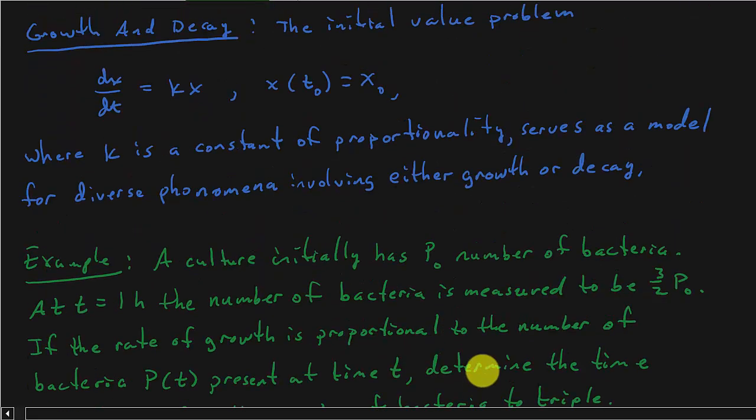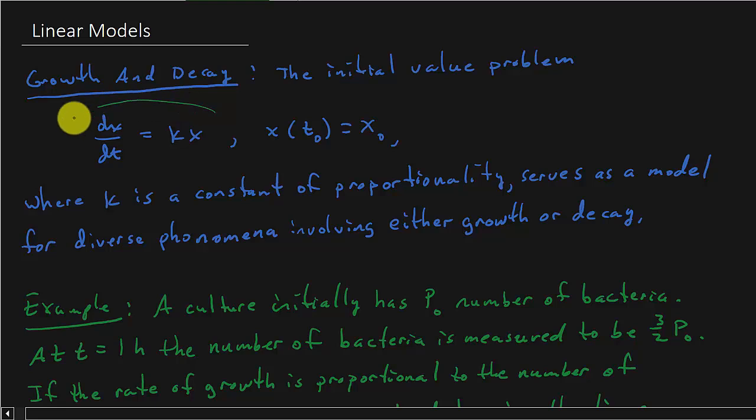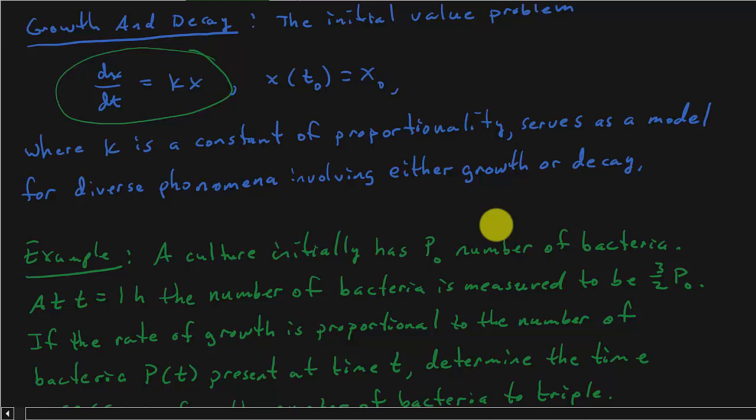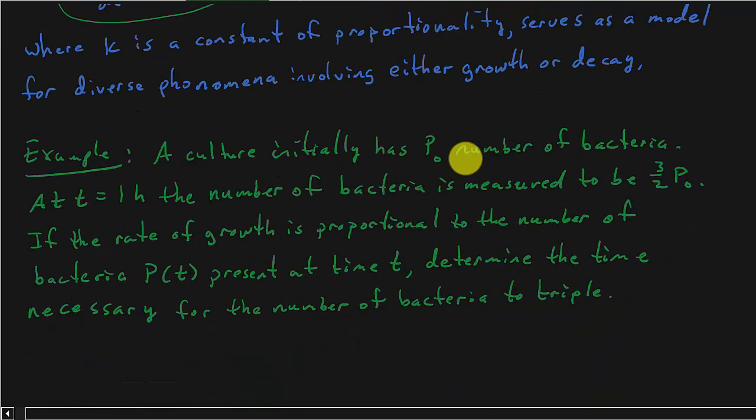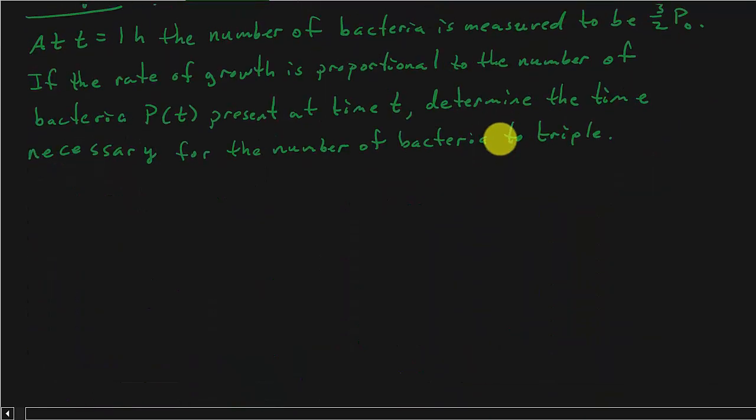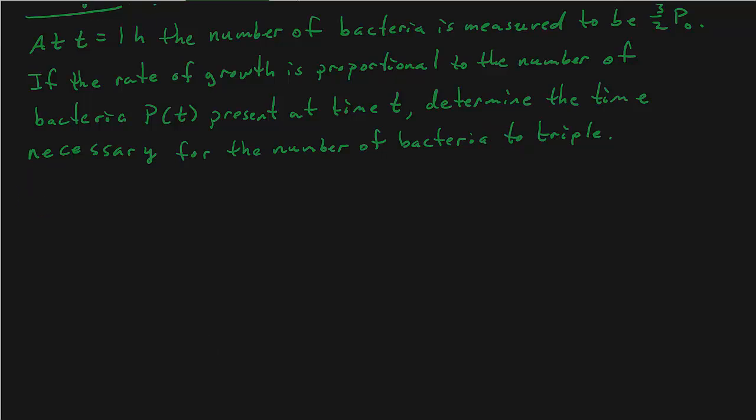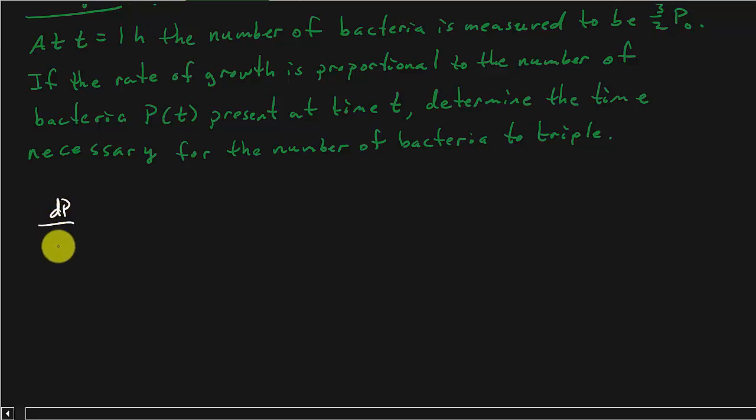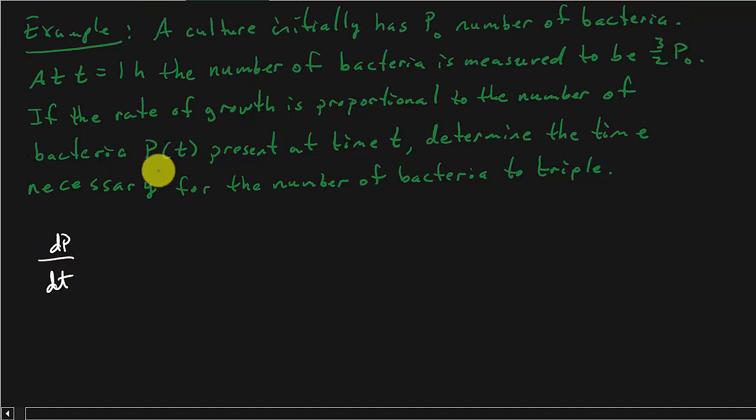All right, so we have our dx/dt equals k times x. We'll use different letters, but it's going to be the same principle. So we've got dP/dt. They're using P of t up here, so that's what we'll use, and that is equal to k times P.